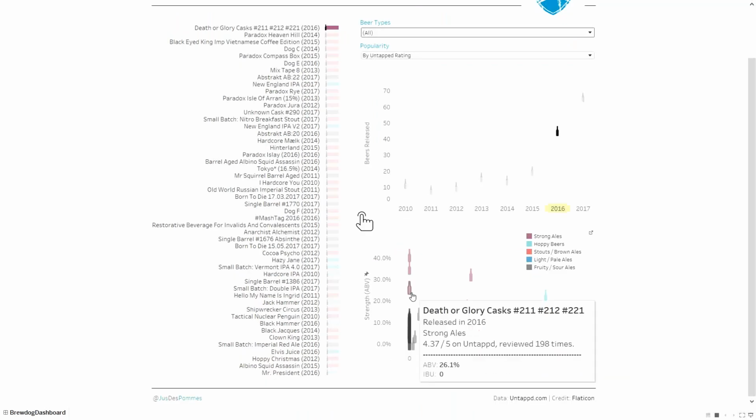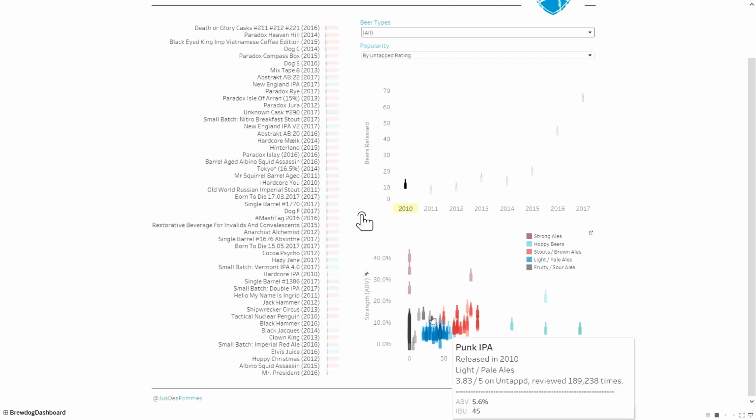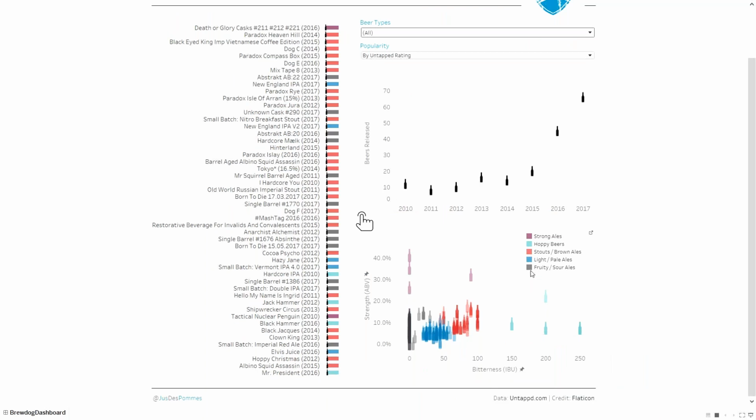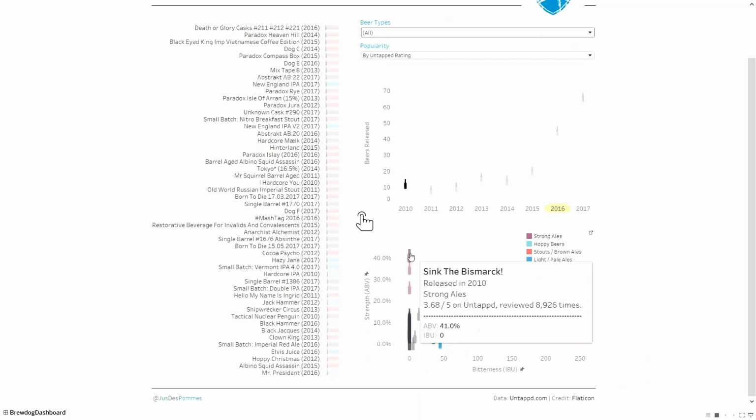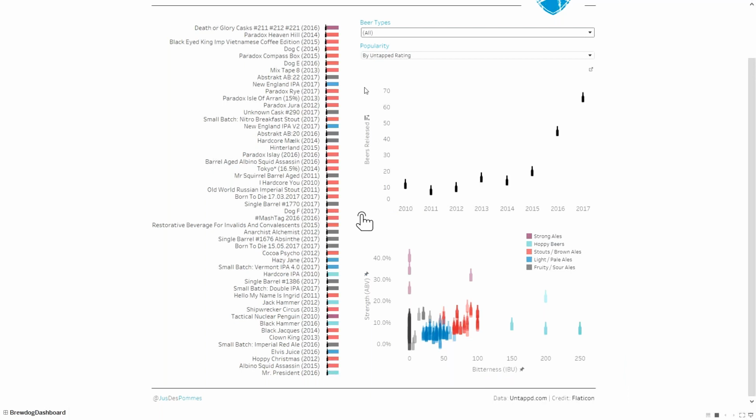This is obviously similar to what Lee did, an ABV by IBU chart, and then I used some clustering because the amount of categories they had was just too big. There were I think like 30 different types of beer, so I just wanted to knuckle down to some key ones. Punk IPA is my favourite. It was quite interesting to see it's only got 3.83 out of 5 on Untapped. That's really low. Yeah, but it's got the most reviews. That's my top beer. It's pretty good.